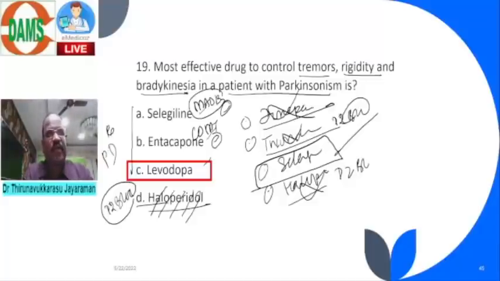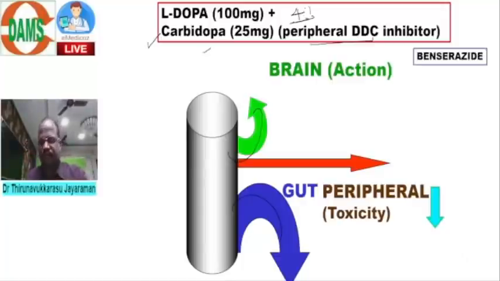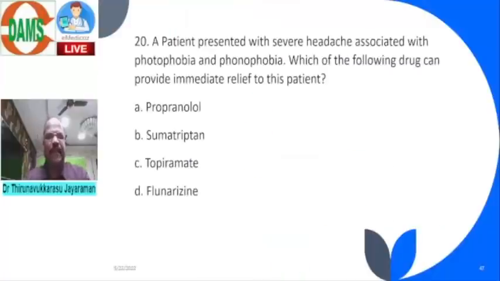Remember, selegiline is an MAO-B blocker, entacapone is a COMT blocker, and levodopa is the precursor of dopamine. The most potent dopaminergic drug is levodopa, given with carbidopa in a ratio of 4:1. Carbidopa is a peripheral dopa decarboxylase inhibitor, so a large amount of levodopa goes to the brain with less peripheral toxicity. That's the advantage. Depending upon the question options, you can vote accordingly. One more peripheral dopa decarboxylase blocker is benserazide.